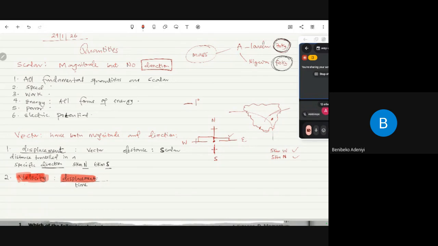Velocity is a vector quantity because it is displacement over time. And it also makes sense to describe velocity with what? With direction. Velocity also has a quantity that looks similar to it. Just like displacement has distance, velocity also has what? Speed. Speed is distance over time.